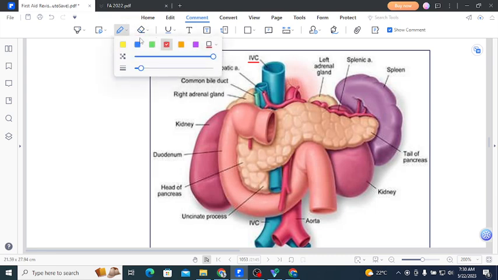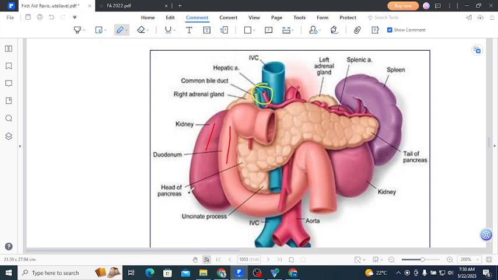Let me change the color of that. So this is the hepatic artery. This is the bile duct, and this blue structure is the hepatic portal vein. These three things together are called the portal triad. Then we have the right adrenal gland, this yellow thing. Then we have the kidney.